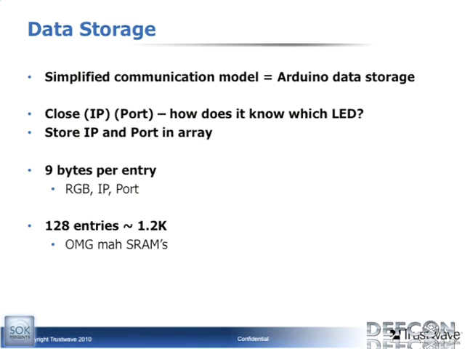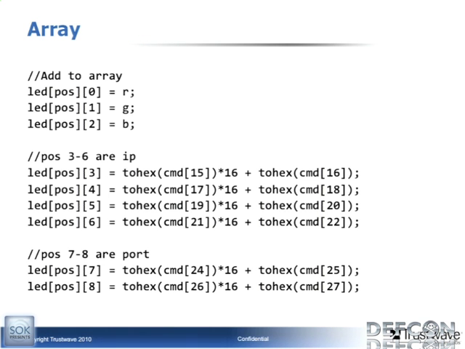So how would I do that? I store the IP and the port in an array. There's 9 bytes per entry. I had to do the math. It came out to like 1.2K. I was like, oh my God, I took up 1.2K. That's such a beast. It's like bloatware, you know? So there's the array, multi-dimensional. Isn't that awesome, to say multi-dimensional? It's different positions of the LED matrix, and then I've got a little 2-hex command and a function I wrote in there to convert this stuff over. So that's some code there.